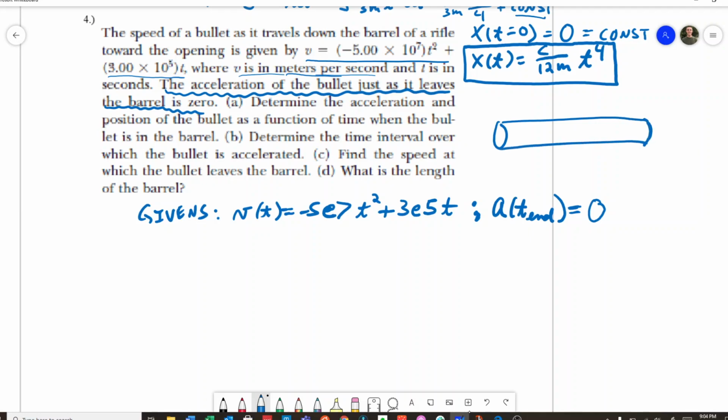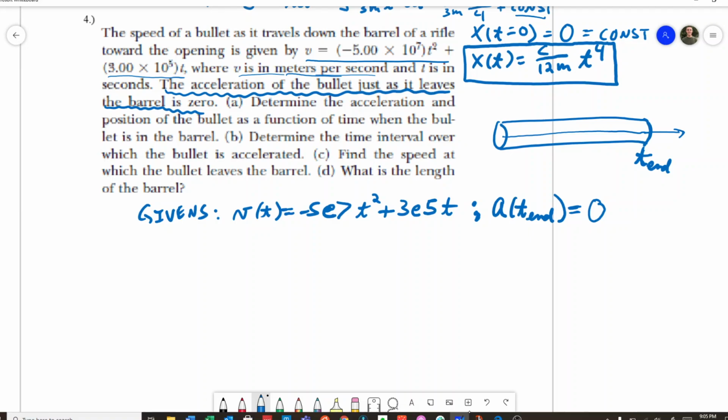barrel. It'll be accelerating the whole way through as it travels here. By the time it gets to the end and leaves the barrel, it's not going to be accelerating anymore. Then it will be traveling at a constant velocity in the one-dimensional case. When we're only considering the x velocity, the velocity would be constant once it gets out of the barrel. So we'll use t end to be the time it takes for the bullet to get to the end of the barrel.